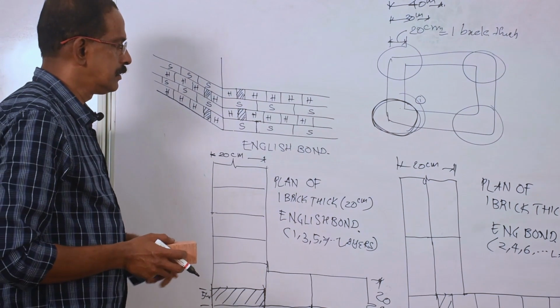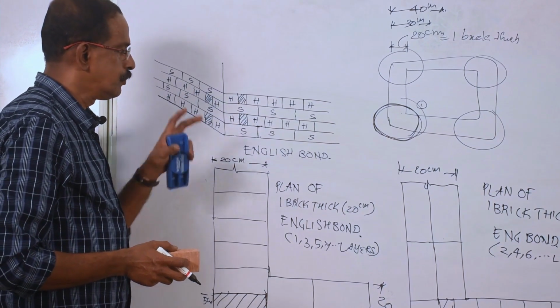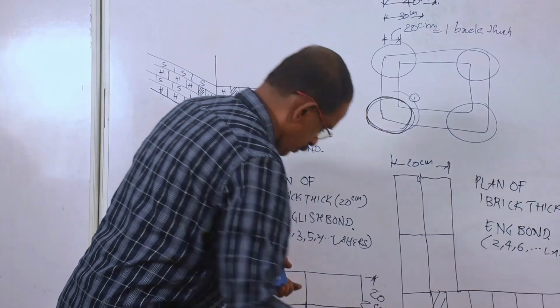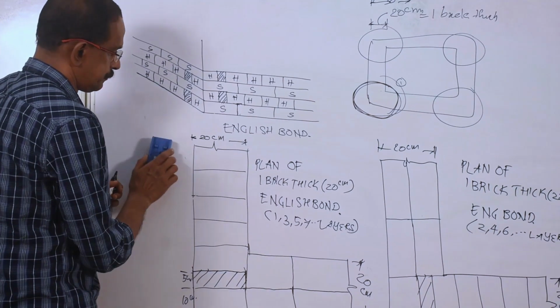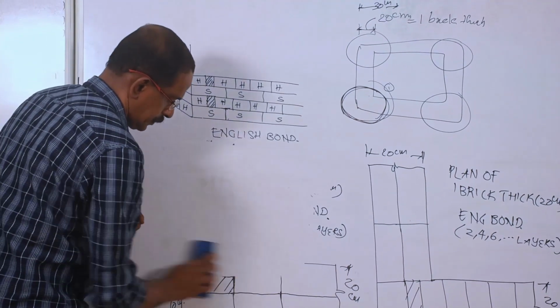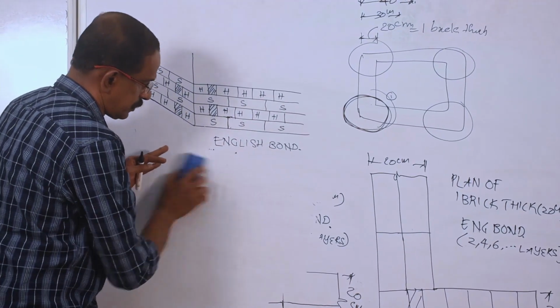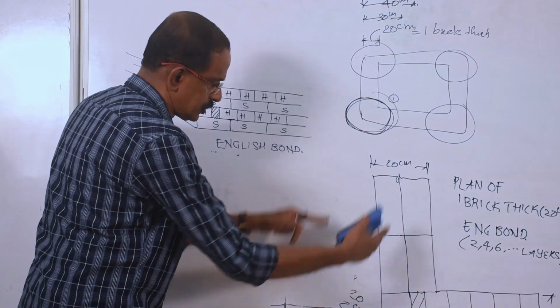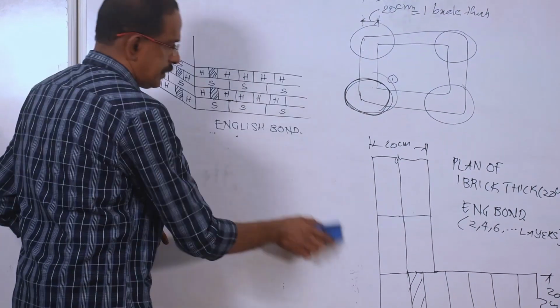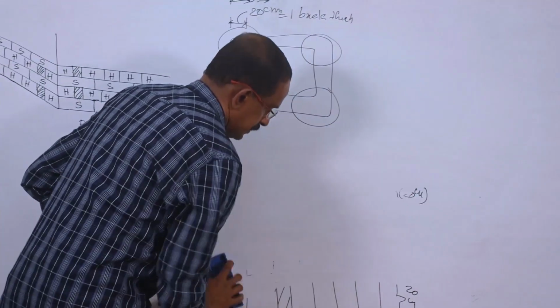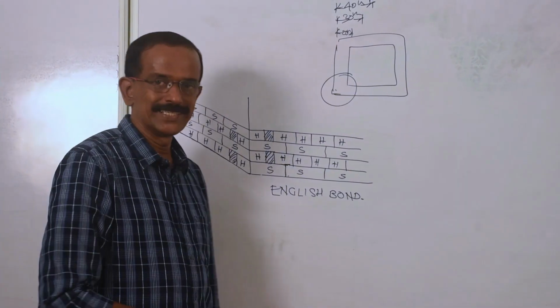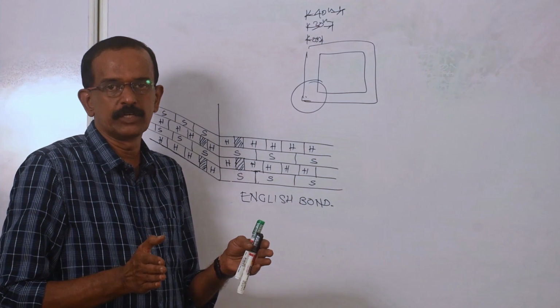Now we will see how the bricks are arranged for 30 centimeter. That is 1.5 brick thick. So once you draw the first layer top view, just interchange the axis. That's all to get the top view for the second layer. Next is 30 centimeter. That is 1.5 brick thick wall.